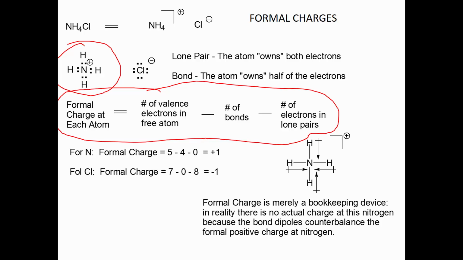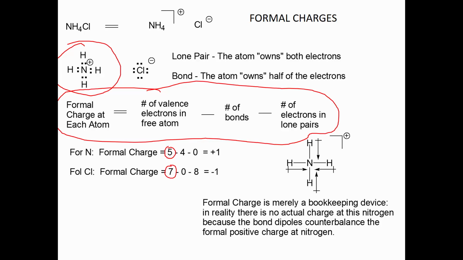So if we look at nitrogen here, there are 5 valence electrons in a free nitrogen atom, and 4 bonds to it. There are no electrons in lone pairs, so when we work this equation out, it's +1. For the chloride ion, there are no bonds and 4 lone pairs. There are 7 valence electrons in a free chlorine, no bonds, 8 electrons in lone pairs, and we work this equation out, it comes out to be -1.